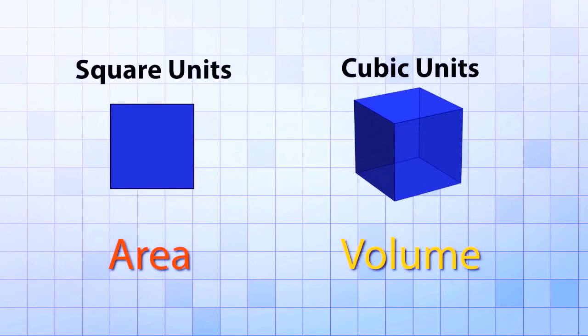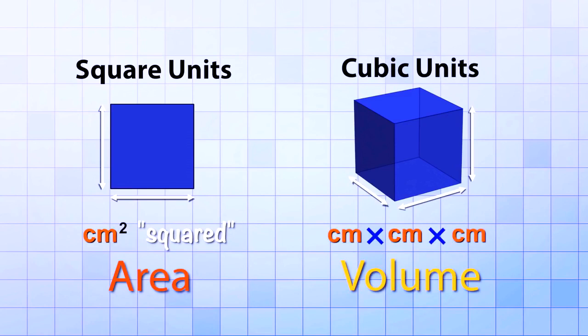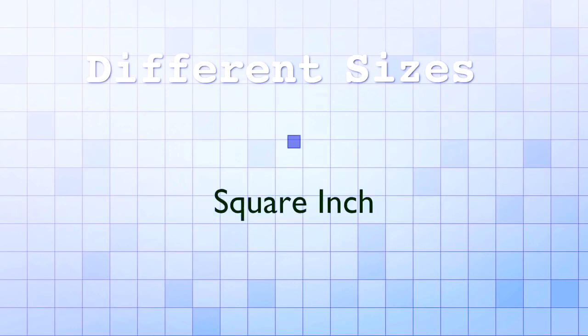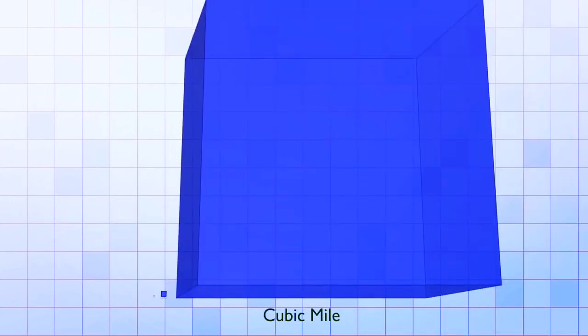Since square units are made by multiplying two one-dimensional units together, like centimeter times centimeter, we can abbreviate them using exponent notation: centimeters to the second power, or centimeters squared. And since cubic units are made by multiplying three one-dimensional units together, like centimeter times centimeter times centimeter, we can abbreviate them using exponent notation: centimeters to the third power, or centimeters cubed. And just like there were different sizes of square units, like square inches, square meters, or square miles, there are also different sized cubic units, like cubic inches, cubic meters, or cubic miles.